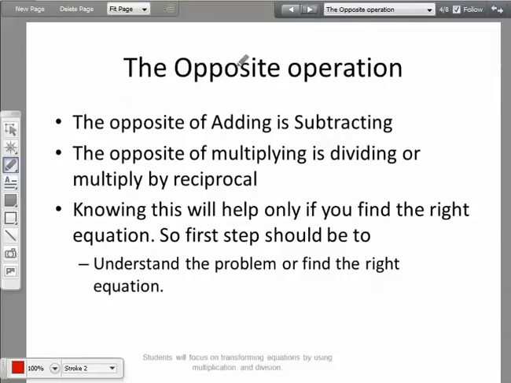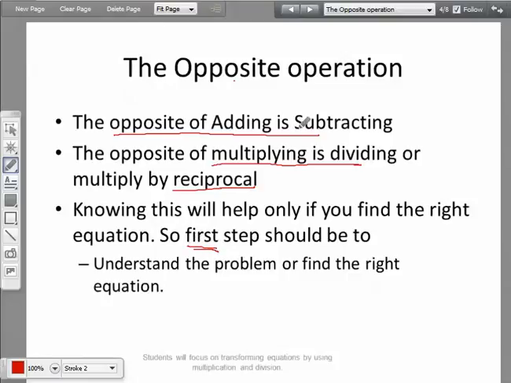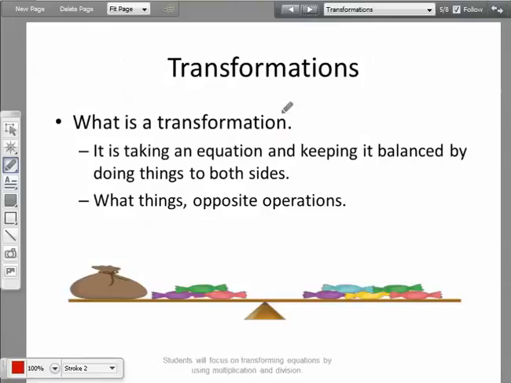So the opposite operation, I showed you this slide before. Last time we were talking about adding and subtracting being opposite of each other. This time, multiplying or dividing, or multiplying by the reciprocal, either way you want to think of that, works out to be the opposite operation. This is going to help you find the answer once you have the equation. So your first step should be to find the equation. Make certain you understand things correctly. I'll get into more of that later. But for right now, just realize that if you have an equation, the opposite operation of multiplying is dividing.